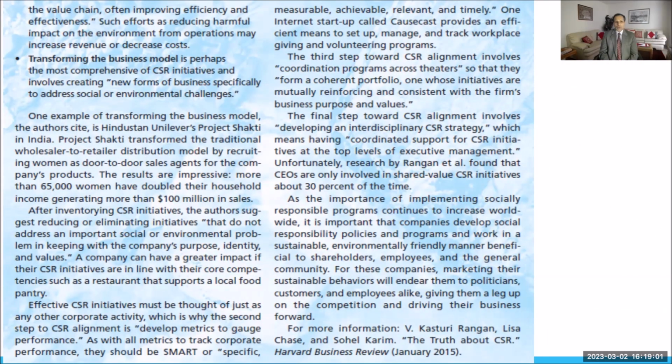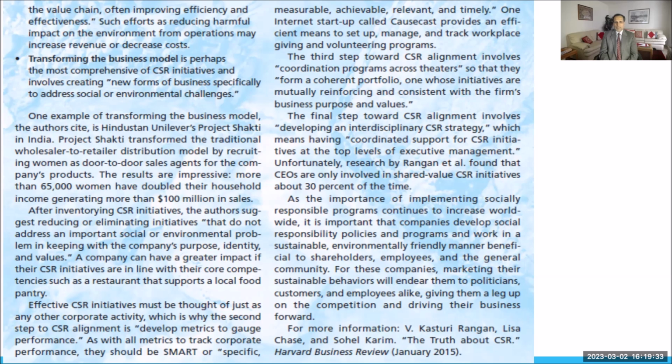After inventorying corporate social responsibility initiatives, the authors suggest reducing or eliminating initiatives that do not address an important social or environmental problem in keeping with the company's purpose, identity, and values. A company can have a greater impact if their corporate social responsibility initiatives are in line with their core competencies, such as a restaurant that supports a local food pantry.